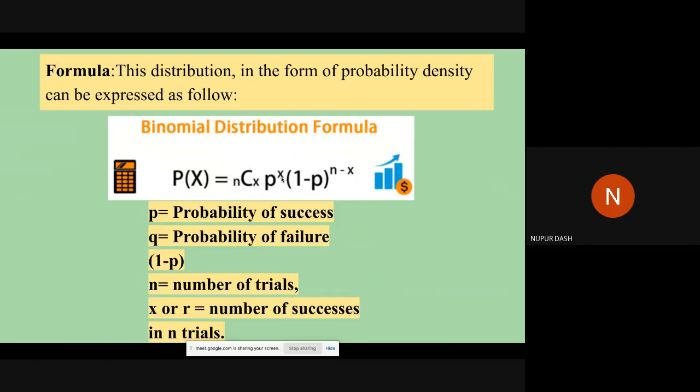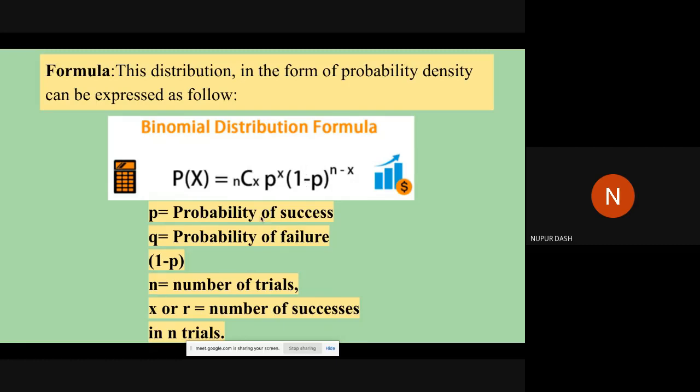Now, what is p? p is the probability of success. For example, in this scenario, if you are tossing a coin, okay, so probability of getting head would be how much? Half, right? There are only two sides of a coin. So how much would be the probability of getting success? 1 by 2. So you will write half. And it is raised to the power x, that is the number of successes.